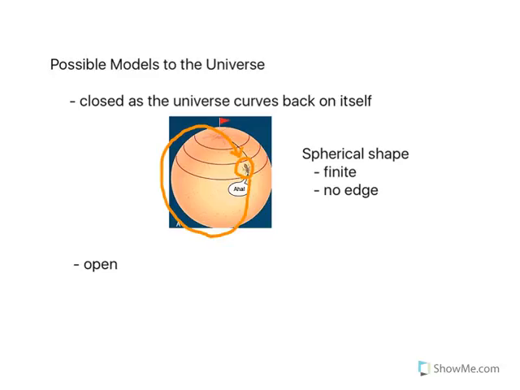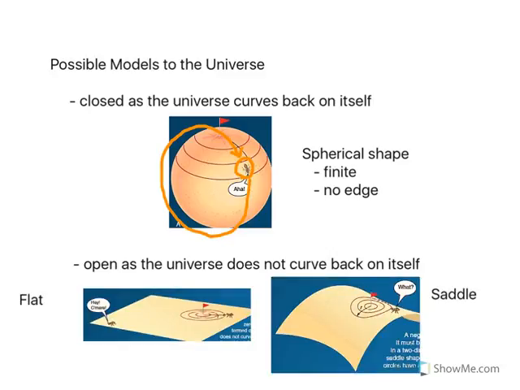Another possible model to the universe is an open universe, as the universe does not curve back on itself. Now, both the flat and the saddle shapes to the universes are considered open. These type shapes do not curve back on themselves. Let's look at the flat-shaped universe. If you extend the corners out in all directions, it will continue to move out as a flat sheet.